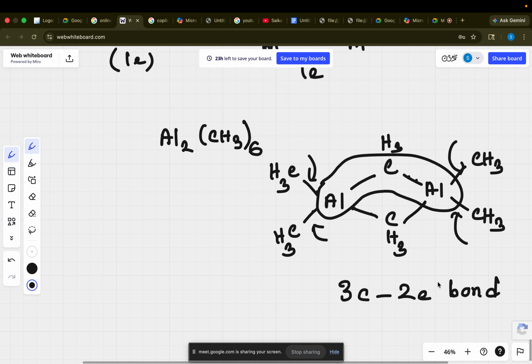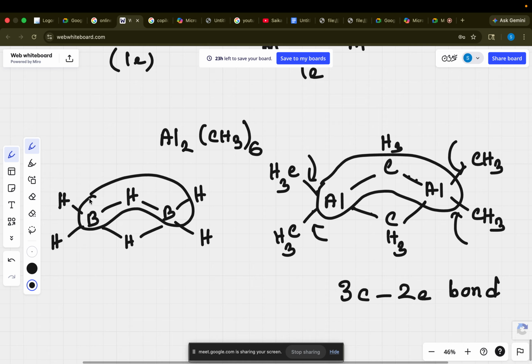The same example applies to the B2H6 molecule, diborane. Here also you will get a banana bond, and this is also your 3 centered 2 electron bond. Why you get a 3 centered 2 electron bond, we will discuss separately in main group elements. Fine, this is clear.